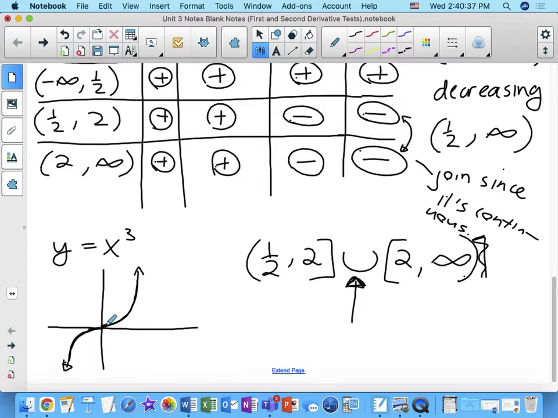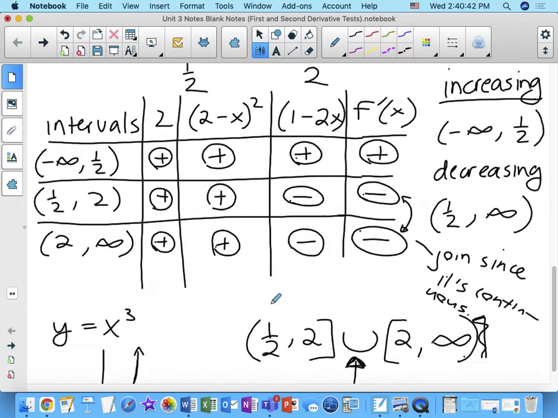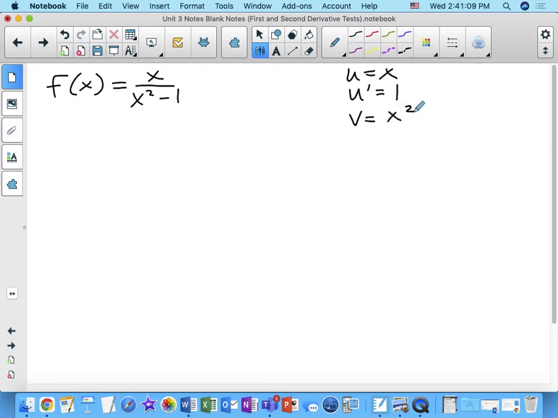Okay? All right, let's do another example. So f of x equals x over x squared minus 1. Let me pull up a new page. If we're going to find the derivative of this, this is a quotient rule plus a chain, no, not a chain rule, never mind, sorry. It's just a quotient rule. So u is x, u prime is 1, v is x squared minus 1, v prime is 2x.